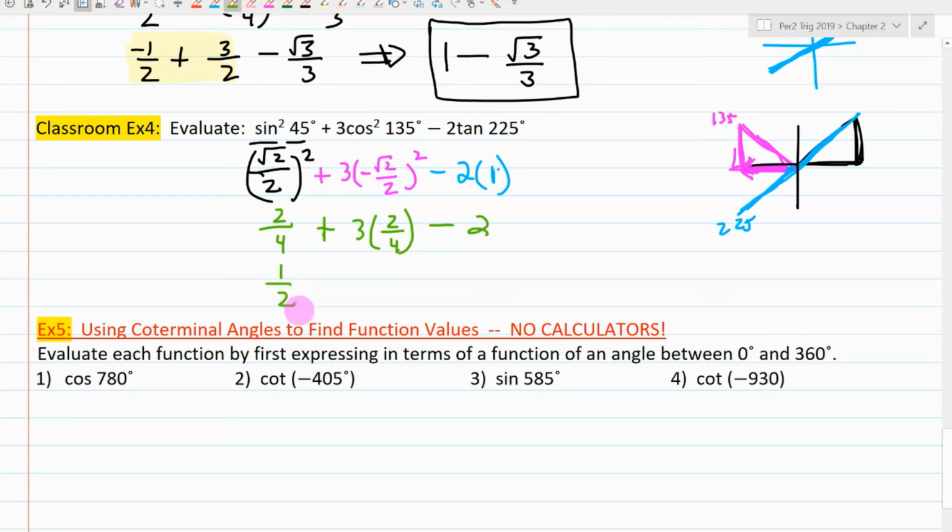So this is 1/2 plus 3 times 1/2, so 3/2 minus 2. So if I combine these two together, I get 4/2 minus 2, which is 2 minus 2, which means the answer is 0.